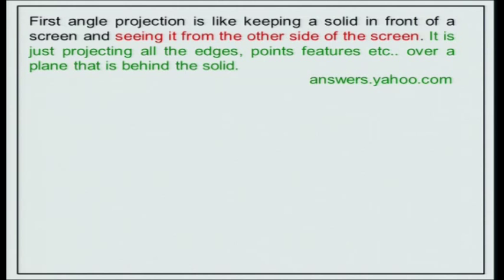First angle projection is like keeping a solid in front of a screen and seeing it from the other side of the screen. If I'm the object, I'm in front of the screen, okay, but I have to go back to look at myself from behind the screen. That's what it says, the first angle projection. It's from answers.yahoo.com. But it's not quite right, right? And that's the reason why I've marked this text in red.